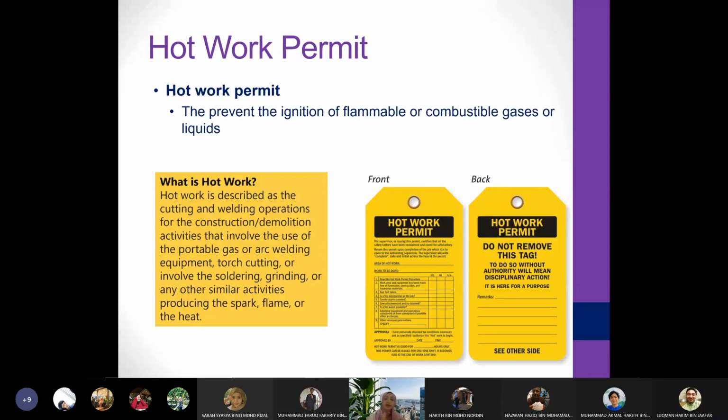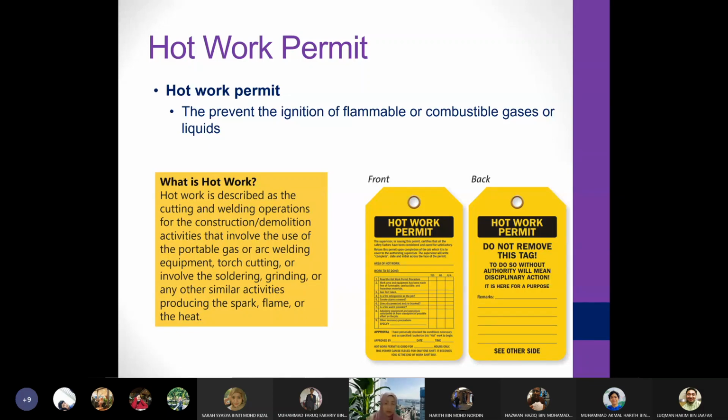Okay, so the first type of permit is the hot work permit. So a hot work permit is actually a permit that must be given when the job involves doing something hot, such as welding operations, or you're using a torch, for example, ignition of flammable and combustible gases and liquids. So to do those things, you need a hot work permit.